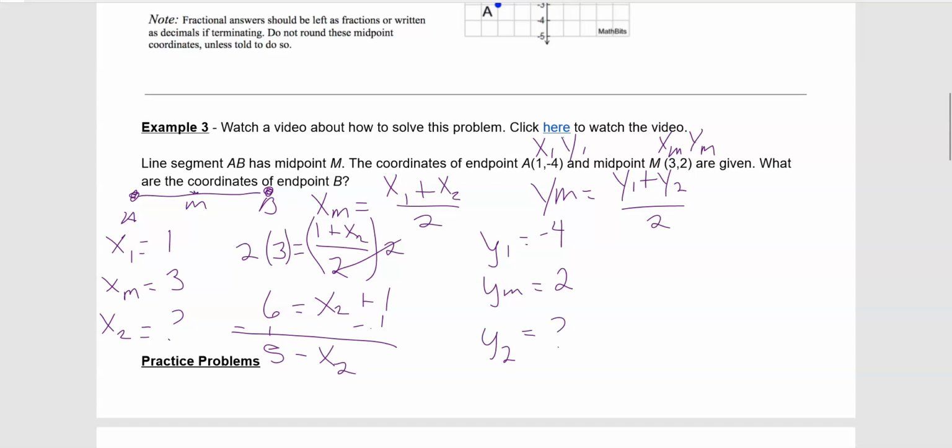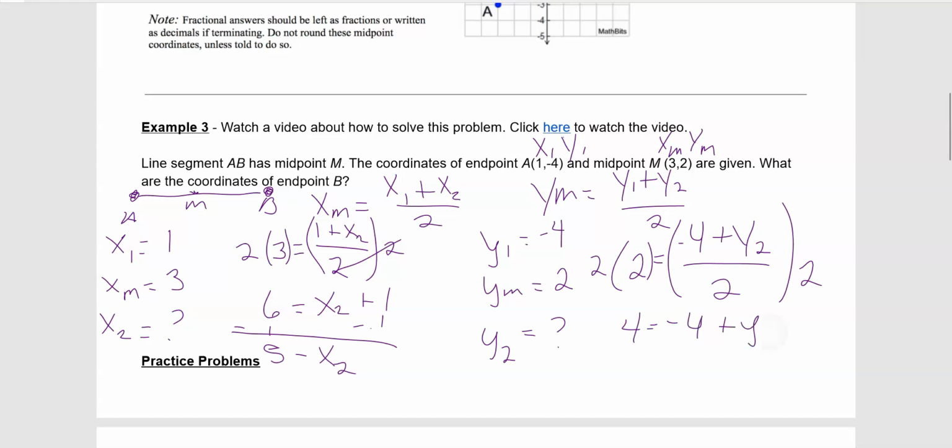All right, so remember, make your list, do your formula, substitute in. So y of the midpoint is 2, y1 is -4, and y2 is unknown. We need to get rid of our denominator of 2, so we're going to multiply both sides by 2. 2 times 2 is 4, is equal to -4 plus y2. Add 4 to both sides, and we're going to get 8 is equal to y2. So point B is 5, 8. That's for the example problem.